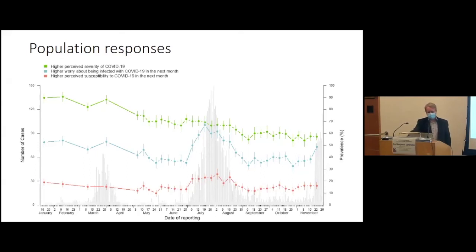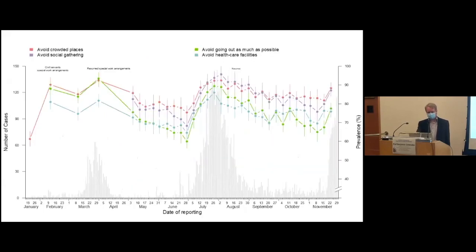So on this slide, I'm showing people's perceived severity of COVID-19 in green, their worry about being infected in blue, and that spikes every time there's a local epidemic wave, and then their perceived susceptibility as well in red. The perceived susceptibility goes up a little bit less than the worry. People are really worried, and that makes them change their behaviors.